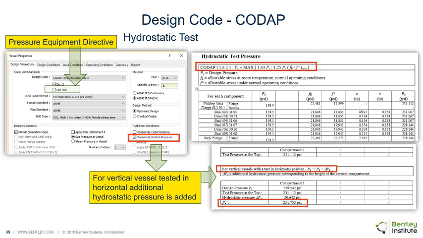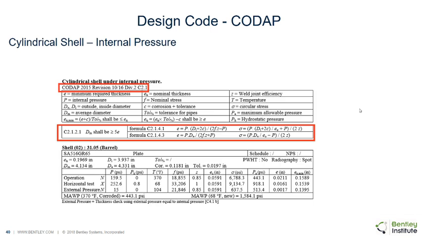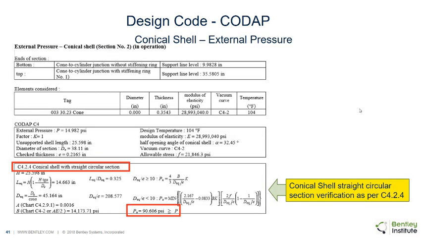The internal pressure calculations of the cylindrical shell is performed as per C2.1.2.1. The table compares the minimum required thickness to the nominal thickness for various load conditions to confirm design sufficiency. The external pressure calculations in CODAP are similar to that of ASME, which involves referring to vacuum curves. The vacuum curve referred in this case is C4-2.